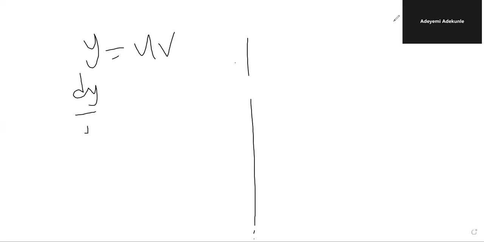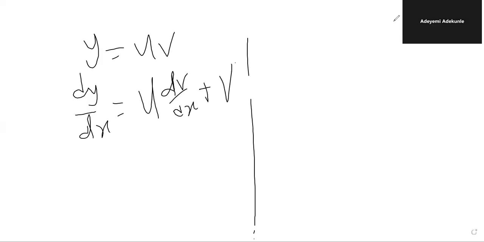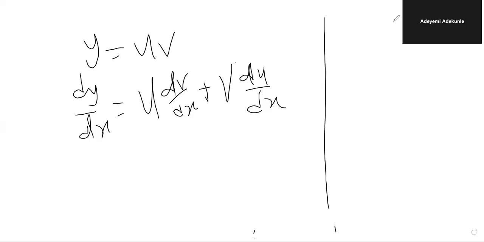and our dy dx is equal to u dv dx plus v du dx. So this is the format for that. But instead of going through all these steps, we can just use a scope method by saying you differentiate the first one, then you keep the second one, plus you differentiate the second one, you keep the first one. When I say keep, I mean you rewrite.